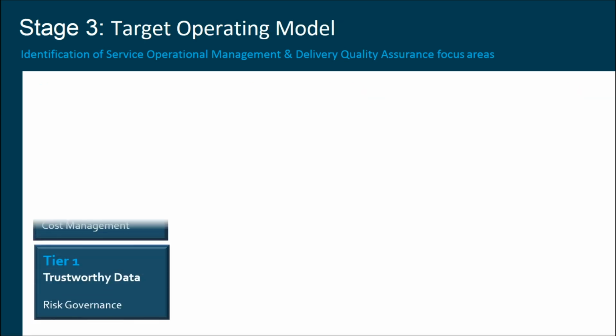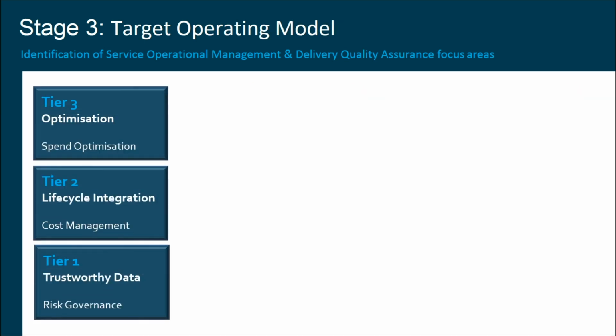So let's go into that detail now. What we've done here is we've actually given you in the blueprint effectively a 3x3 target operating model. So you'll notice that the 3 tiers are represented: trustworthy data, lifecycle, integration, optimization. And what we've tried to give you a view of are what we think the key facets are of what good looks like in terms of capability.